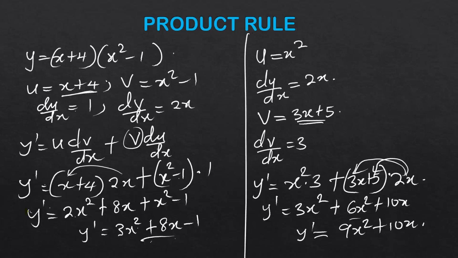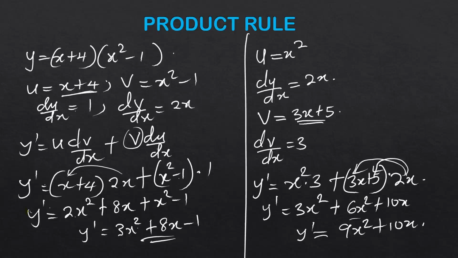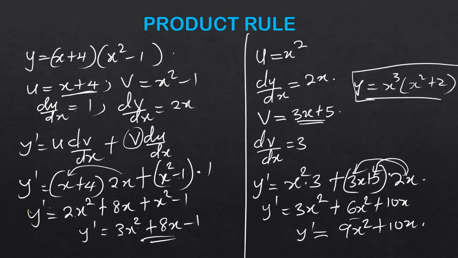Okay, so the next thing I'm going to do, let's talk about the quotient rule. But before the quotient rule, I would like you to try this and tell me what your answer is in the comment section. What should I give you now? Okay, let me give you one hard one. If you're given y equal to x cubed in brackets x squared plus 2, tell me what the derivative of this is in the comment section. We'll be waiting.